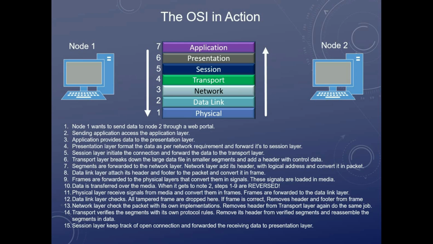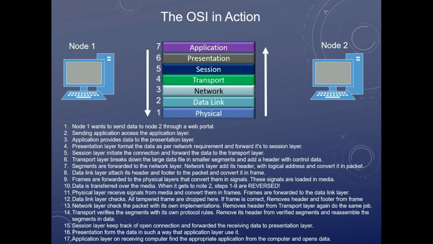The session layer, of course, keeps track of the open connections between node 1 and node 2. And all the data is sent up to the presentation layer. The presentation layer forms that data back into the extension that it was before it was torn apart. So back into an MP3, or back into a JPEG, or back into an ISO, or whatever type of data, in which case it's sent up to the application layer, finds the program that it needs to open it, and the data opens.